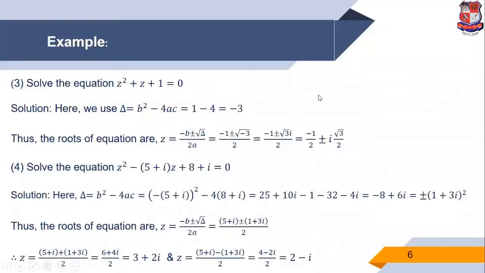So given any example of a second degree polynomial of a complex function, that means a complex equation, then we use the delta method first. We find the delta and then we input the formula z is equal to minus b plus or minus root delta upon 2a.